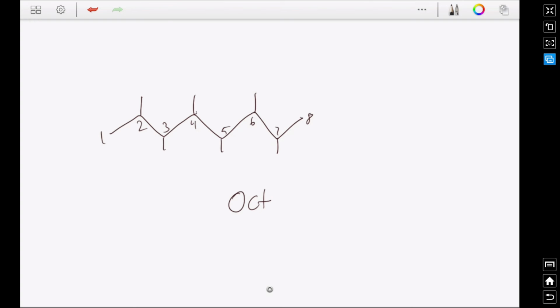Actually, no, let's throw in a double bond here. Okay, so now it's an octene. The double bond occurs between carbons 3 and 4, so we'll call that 3. So it's a 3-octene.